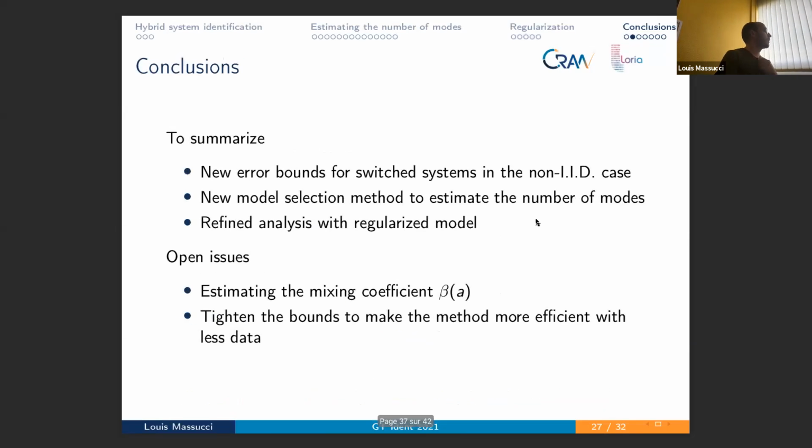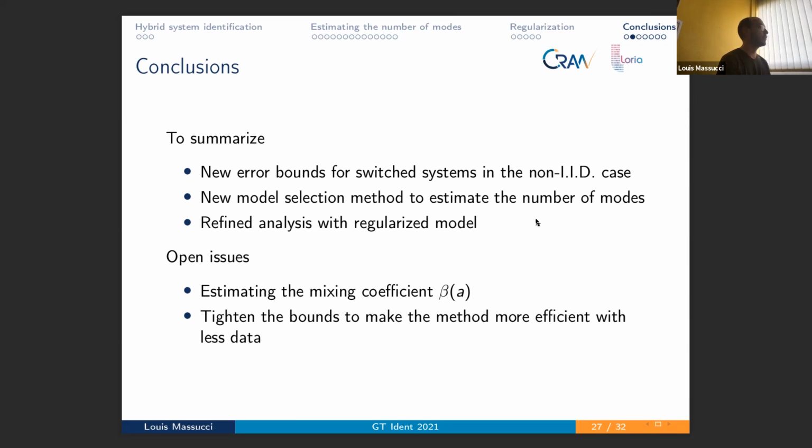So now, as a conclusion, in this presentation, we presented new error bounds for switched systems in the non-IID case. And we used them in order to propose a new model selection method in order to estimate the number of modes. And we proposed a refined analysis with a regularized model.